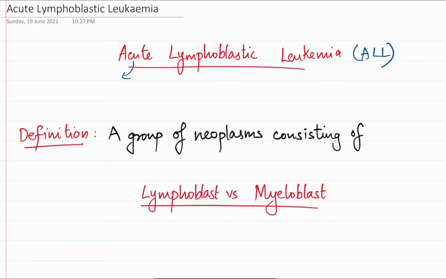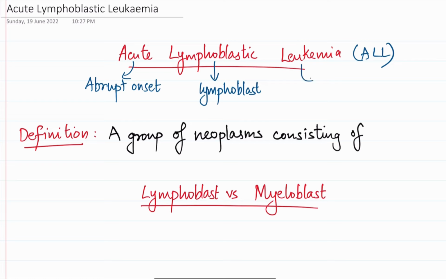Acute means the onset is acute, that the symptoms appear in an abrupt onset. Lymphoblastic means it's a neoplasm that affects the lymphoblasts. Now, what are lymphoblasts? Lymphoblasts are precursor cells of mature lymphocytes. So we could say that immature B cells or T cells are called lymphoblasts.